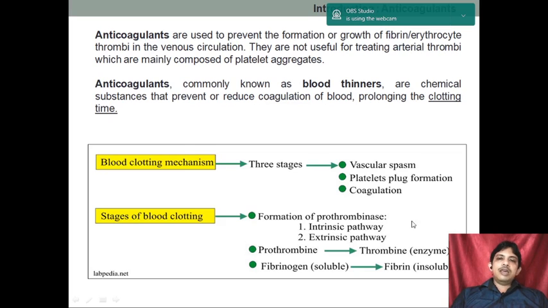Now, mainly these are the drugs which will act on this particular clotting, inhibiting the blood coagulation mechanism. They are inhibiting the coagulation mechanism, and what they will do is stop the formation of the insoluble fibrin. So that is their main effect, and they may be used in different disease conditions.